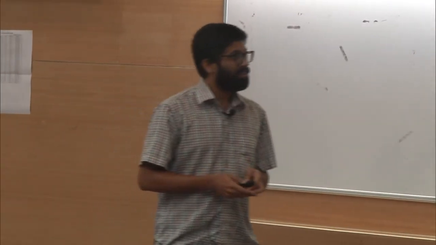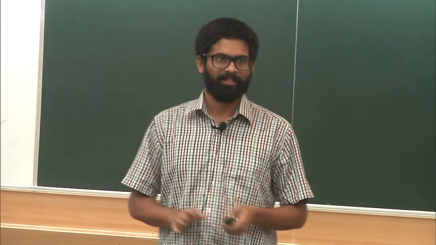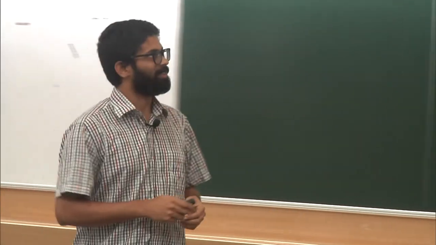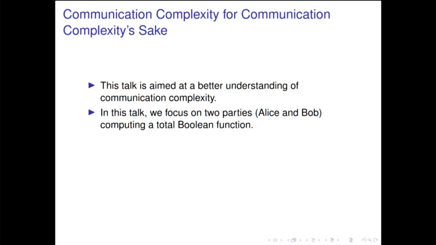So in this talk, we're going to be talking about communication complexity for its own sake. The applications of it have been shown since the morning, and I think by now it's a somewhat honorable goal to just analyze communication complexity. And I'll be focusing on getting a better understanding of communication complexity, in the simple case where we have two parties, just Alice and Bob, and they're computing a total Boolean function. It's not a search problem, it's just a Boolean function, and it's total.